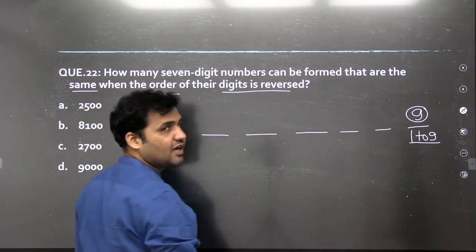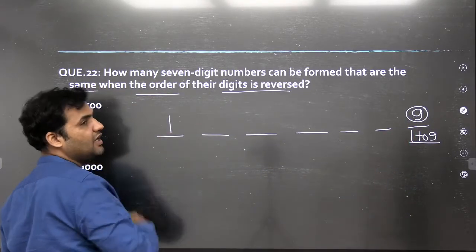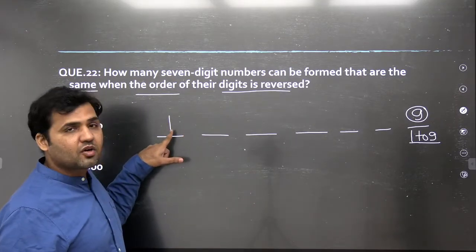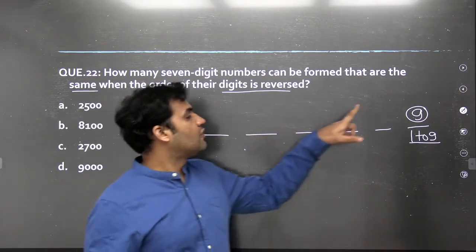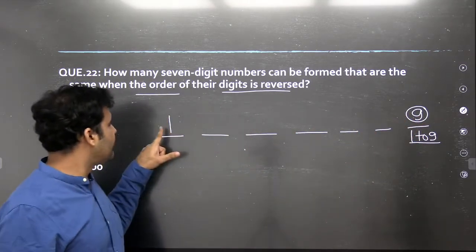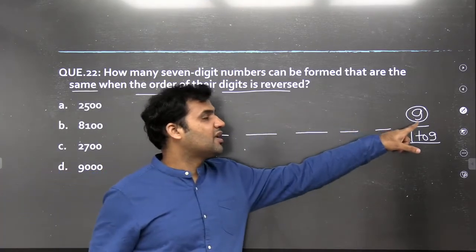So this place can be filled in 9 ways. Now if this place can be filled in 9 ways, this place can only be filled in 1 way. Why 1 way? Because the digit that will appear over here will depend upon which digit is coming over here. The same digit is supposed to be the first digit of this 7-digit number, which will be coming at the unit digit.